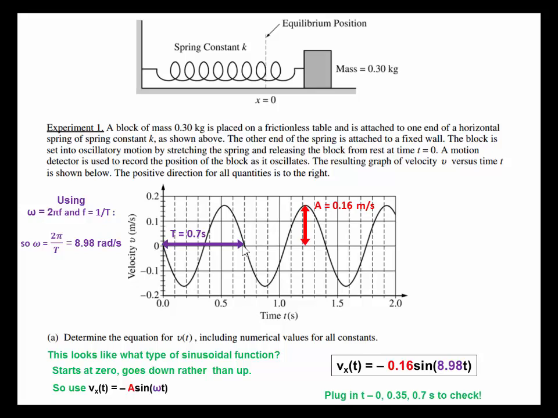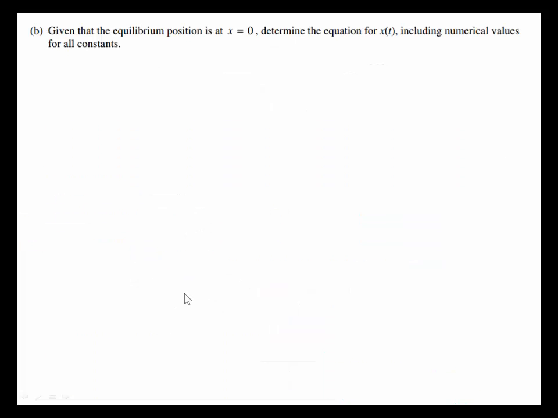Easy. You could double check if you'd like to by plugging in some values for t. For example, 0 seconds should come out to be 0, 0.7 seconds should come out to be 0, 0.35 should come out to be 0. But more interesting, I'd go halfway in between to get the high points and low points.